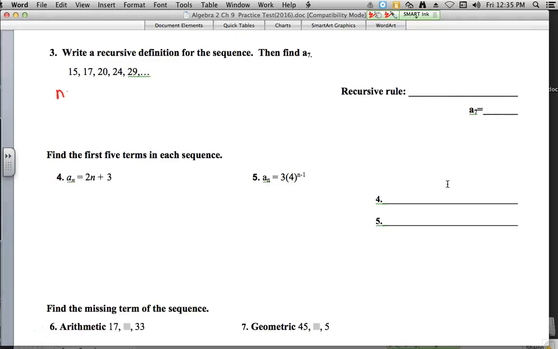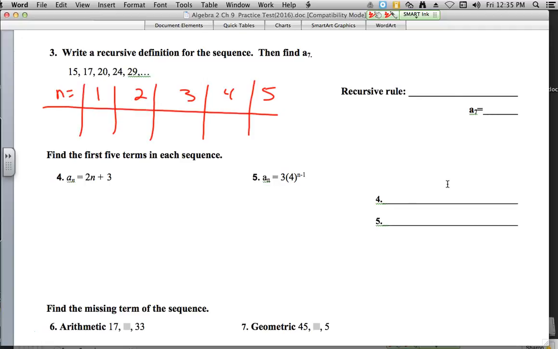What I'm going to do next is make a table, because obviously this is a trial and error problem since I did not find it to be arithmetic or geometric. Now, my first term was 15, then 17, then 20, then 24, and then 29. So I started thinking, is there a pattern somewhere in this table that would help me out? And I noticed they added two, they added three, they added four.